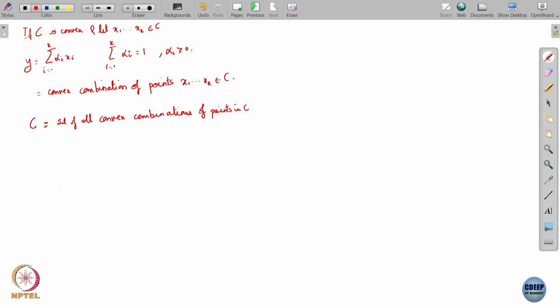So, if you take all possible convex combinations of points in C, of course, they lie in C, but C does not contain any additional points on top of that. So, C is the set of all convex combinations of points in C. Okay.